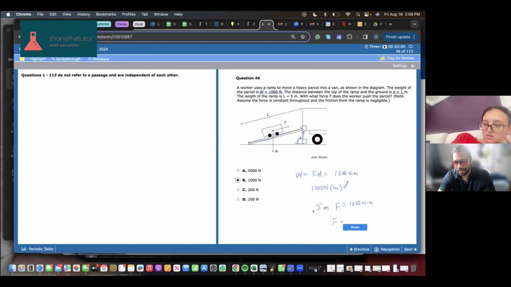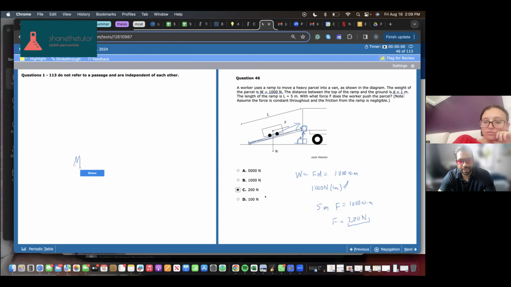200. So if you lifted this box up to this point, you would have to put in 1,000 newtons of force. However, if you use the ramp, you only need to put in 200 newtons of force. So that's the force the worker pushes the parcel. When he is using the ramp, it's 200.